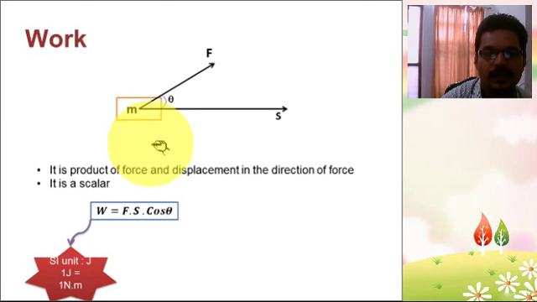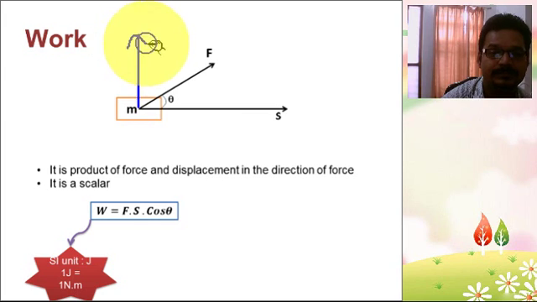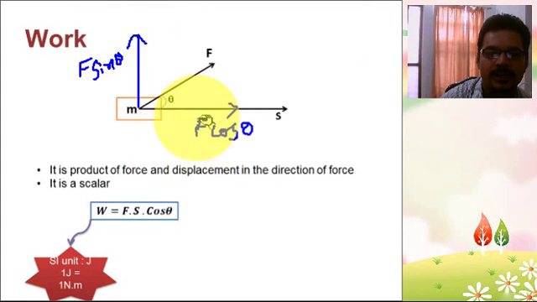Now, how did we get Fs cos theta? Let me explain. Force makes an angle theta with s, and force is a vector quantity, and when a vector quantity makes an angle theta with the horizontal line, then vector resolution comes into place. That means force resolves into two components, along the x-axis and along the y-axis. So let me draw for you. This is the y-axis, this is the x-axis. Along the x-axis the force is F cos theta, along the y-axis the force is F sin theta.